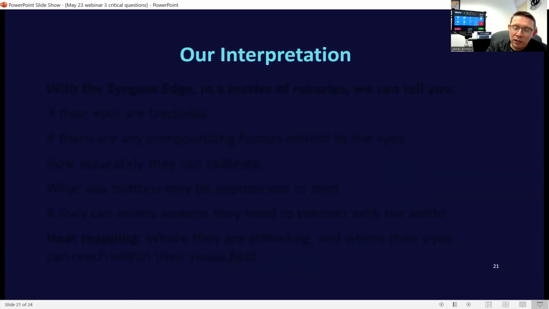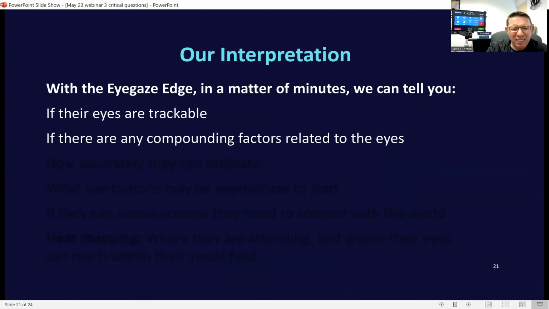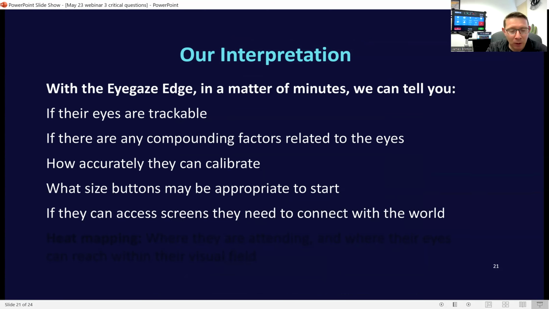So our interpretation as we wrap up, the Eyegaze Edge is a powerful tool because in a matter of minutes we can tell you, are the eyes trackable? We can tell if there are any compounding factors related to the eyes from that eye image. We can tell how accurately they can calibrate, what size buttons might be an appropriate starting point. Sometimes that's a question we have. We can tell if they can access screens that they need to really connect with the world.